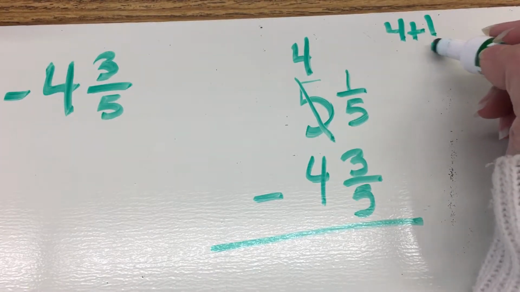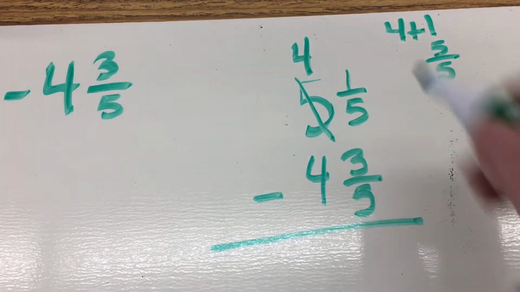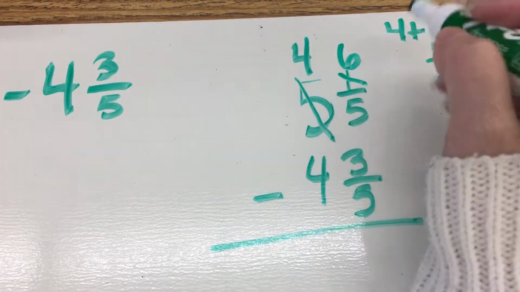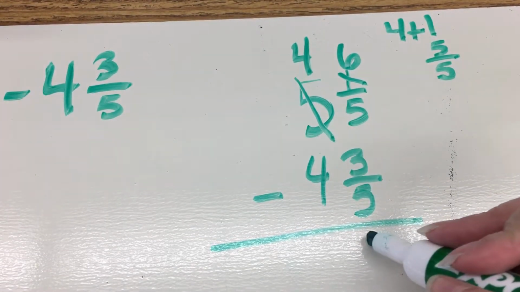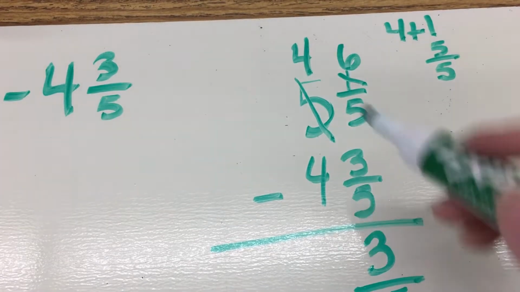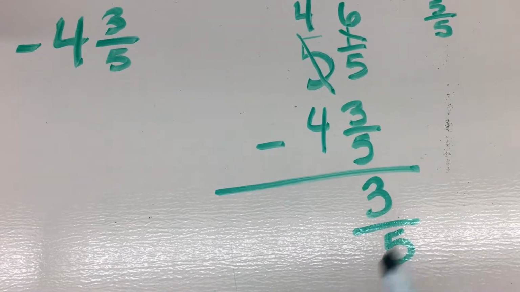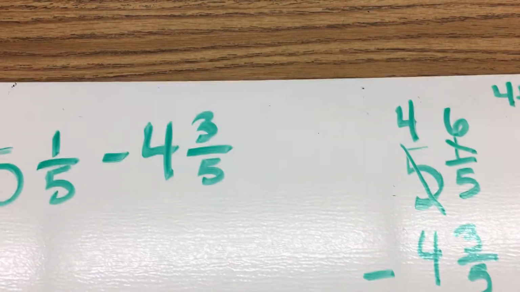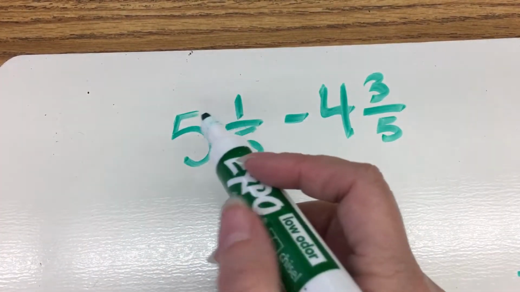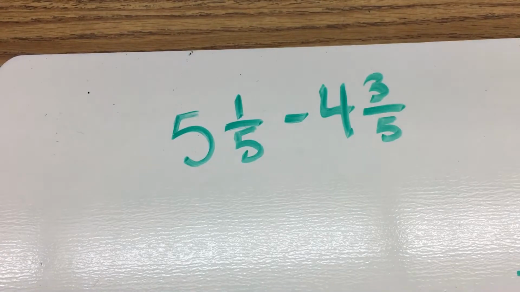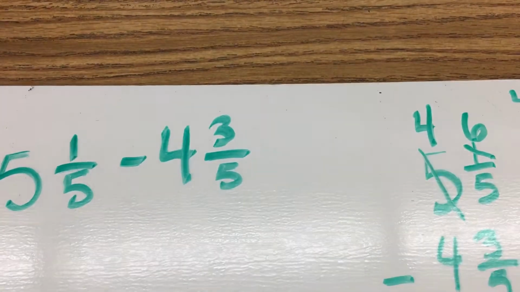And 1 is the same thing as 5/5. So then I'm going to take this 5/5 and I'm going to add it to that 1/5, and I'll end up with 6/5. So now I have 6/5, and I can subtract 6/5 minus 3/5, and I get 3/5 remaining. And 4 minus 4 is 0, and I don't really need to put a 0 there. So my answer is going to be 3/5. So that's one method. Another method would be, we could do that same thing here. Borrow 1, add it onto the 1/5, and that would be 6/5. You could do it horizontally or vertically, it doesn't matter.